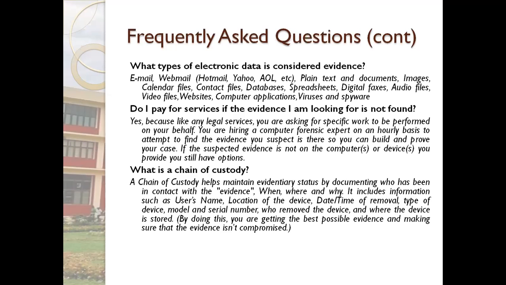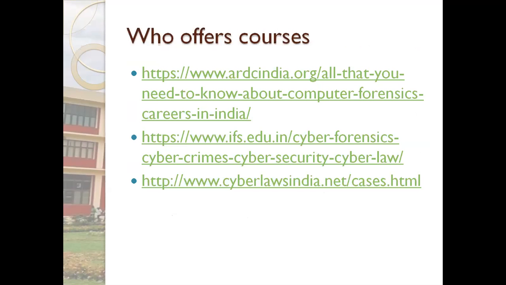So what is the chain of custody? Chain of custody helps to maintain the evidentiary status by documenting who has been in contact with the evidence, when, where, and why. It includes information such as the username, location of the device, date and time of removal, type of device, model and serial number, and who removed the device and where. These are the documented contents that are placed during transmission or shifting of significant hardware or software from one party or person to another.